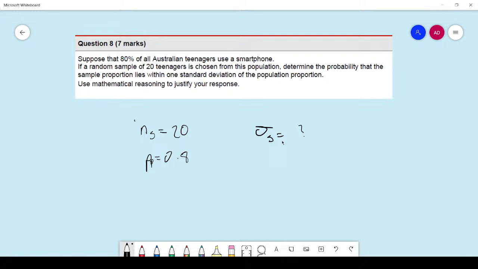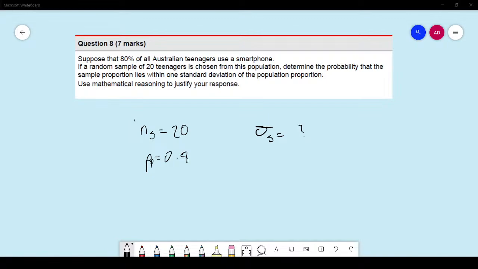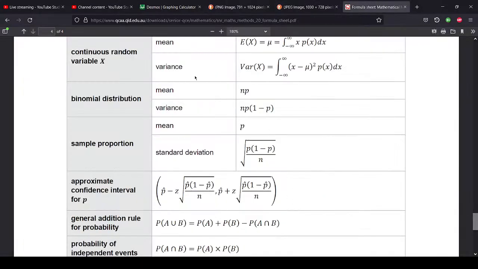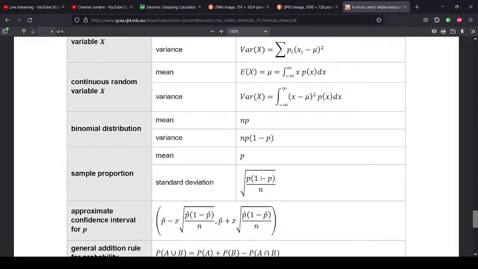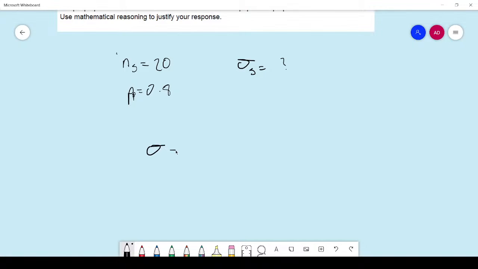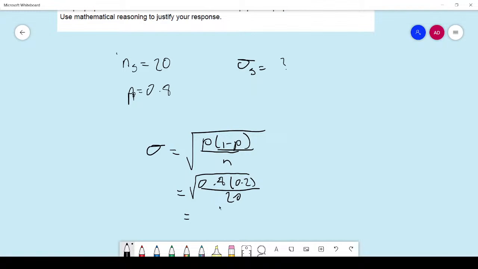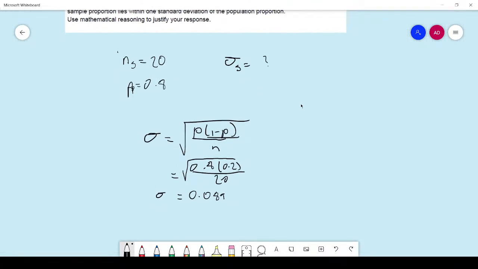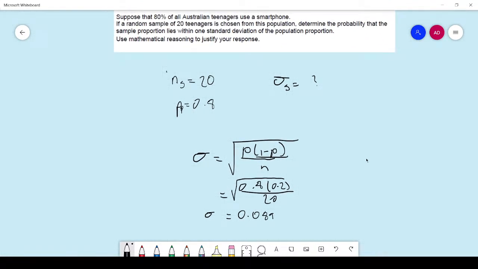So, what do we have to do? Let's consult our formula sheet. Yeah, so we'll use this here and see what we get out of that. So standard deviation equals root of p times 1 minus p on n. So in this case, we'll have 0.8 times 0.2 on 20, which, popping that in the calculator, is 0.089. Right, so that is the standard deviation. So we need to find the probability that the sample proportion lies within one standard deviation of the population proportion.